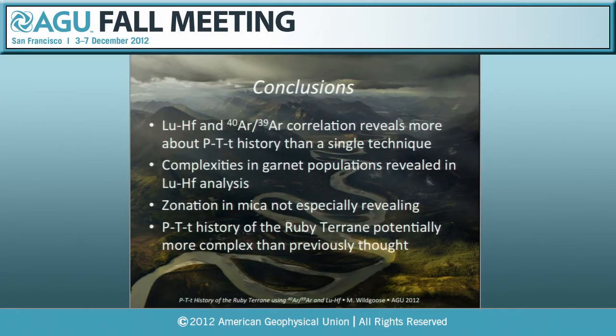So the conclusions from my project are that the correlation between lutetium-hafnium and argon-argon has revealed more about the PTT history than just using one technique. We were able to put more than one timestamp on that PT diagram. The garnet population or populations that we have are more complex than we originally had considered, so that's turned into the main story. The zonation in the mica, which we were hoping to use to tell an exhumation rate story, was not especially revealing, but has helped us put together some of the dating. And the PTT history of this Ruby Terrane, and by proxy the Arctic Alaska terrane, has been much more complex than we previously thought.